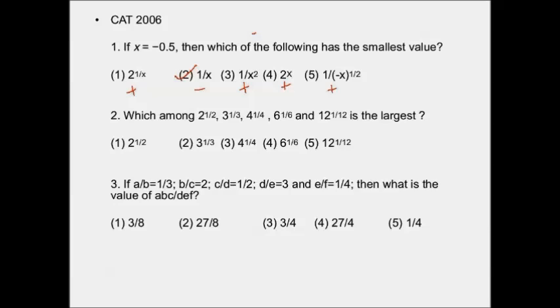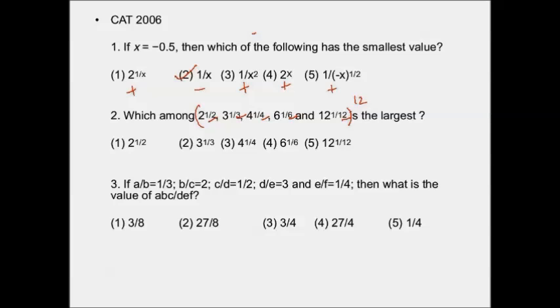Second question. Which among 2 to the power 1 by 2, 3 to the power 1 by 3, 4 to the power 1 by 4, 6 to the power 1 by 6, and 12 to the power 1 by 12 is the largest? We all know that these are surds and cannot be calculated. You cannot calculate the value of 3 to the power 1 by 3 or 4 to the power 1 by 4. But what we can do is, if you look at the powers 1 by 2, 3, 4, 6 and 12, they all divide 12. So let us take power 12 of all of these numbers.